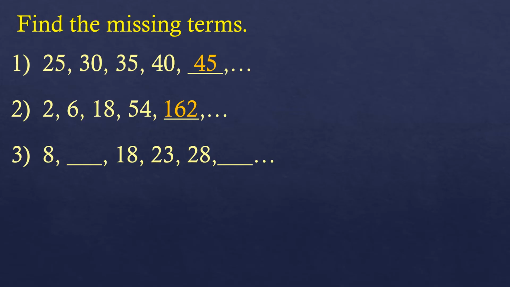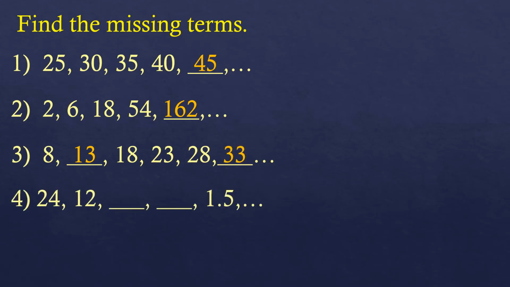So we have the third sequence and there are two missing terms. With the first and second terms, it's hard for us to know the pattern, and we need to use the middle numbers to know what the pattern is. So we have 18 plus 5 is 23, 23 plus 5 is 28. So that means the pattern is plus 5. So 8 plus 5 is 13 and 28 plus 5 is 33.